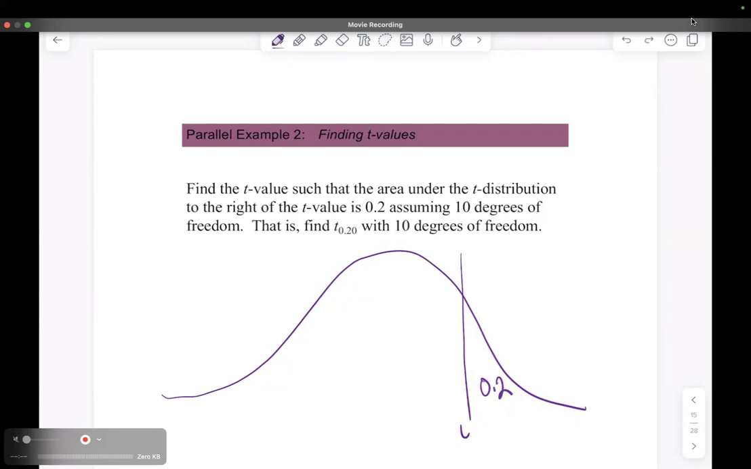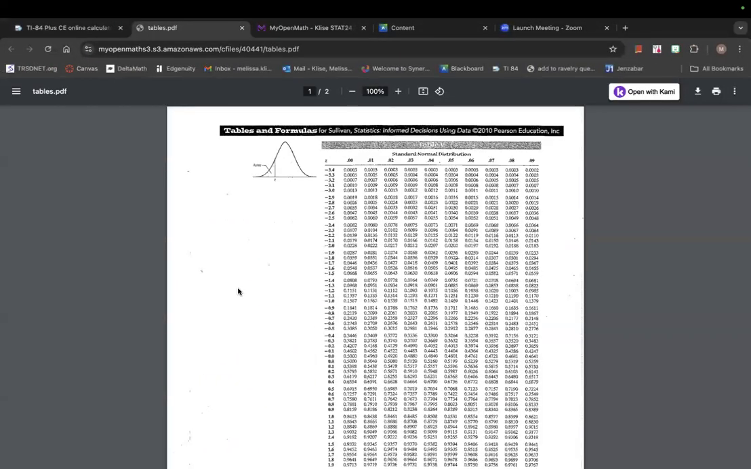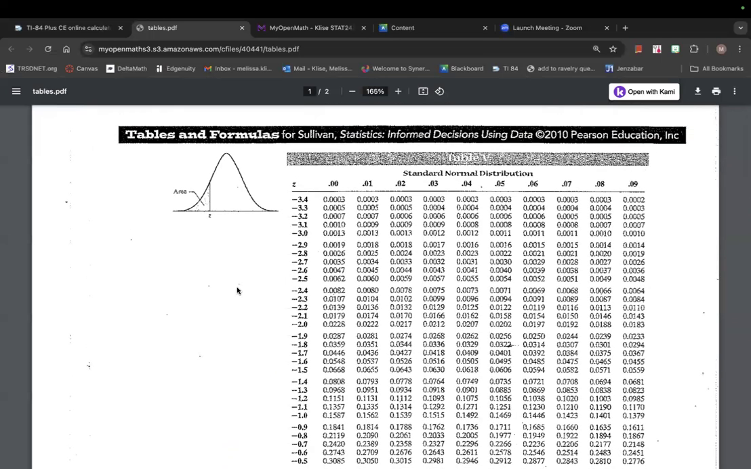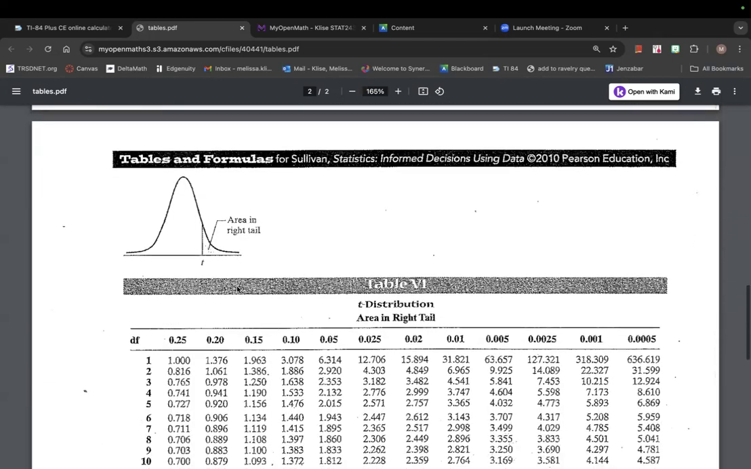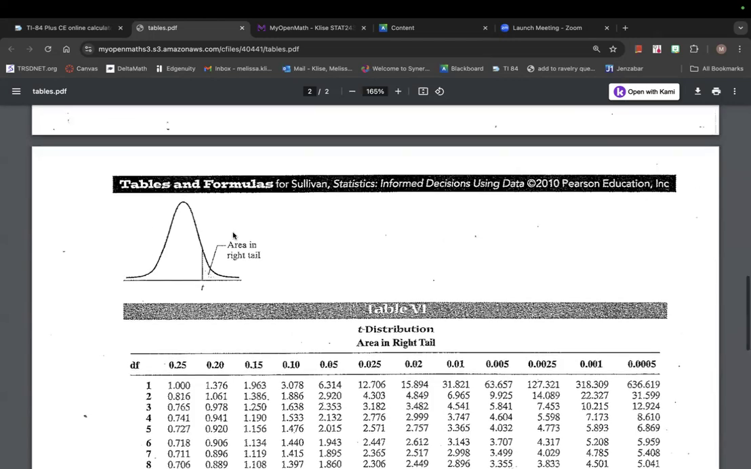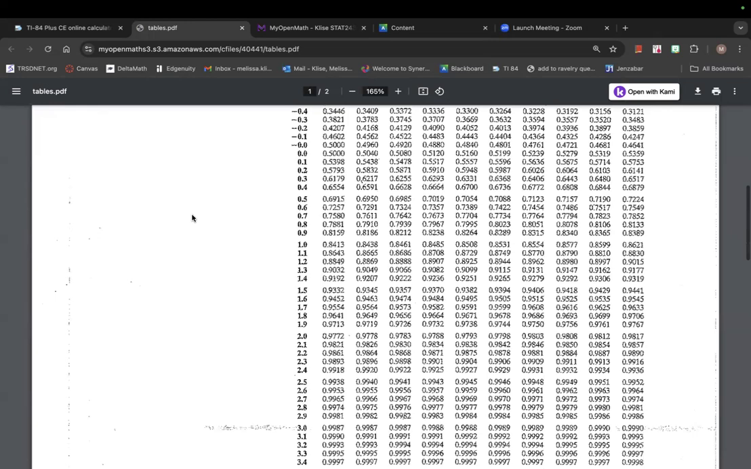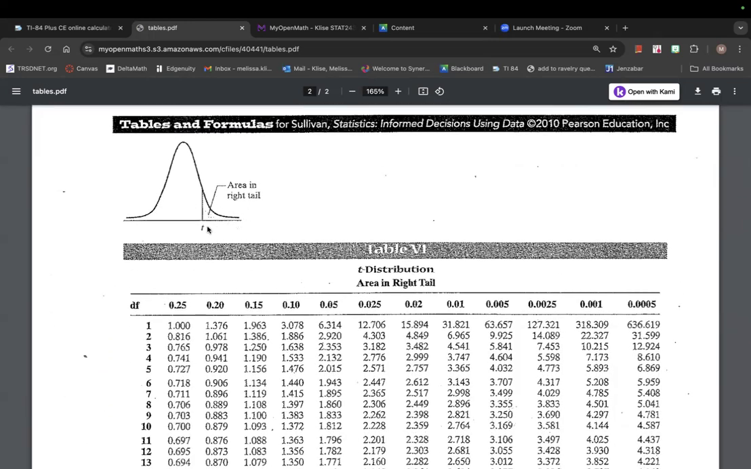Okay, let's take a look. Let's go to my t table. This is not the t table. Scrolling down. On the t table, notice we are looking to the right of the t value. On the z table, we are going to the left. The t table is on the back of the z table, and we're looking at the area to the right.